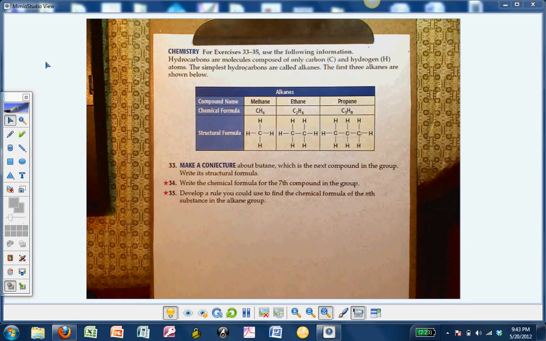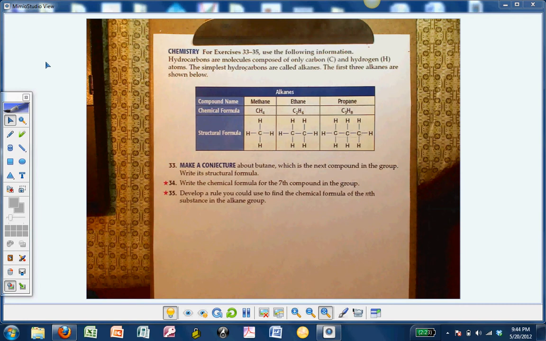For exercises 33 through 35, use the following information. Hydrocarbons are molecules composed of only carbon C and hydrogen H atoms. The simplest hydrocarbons are called alkanes. The first three are shown below.